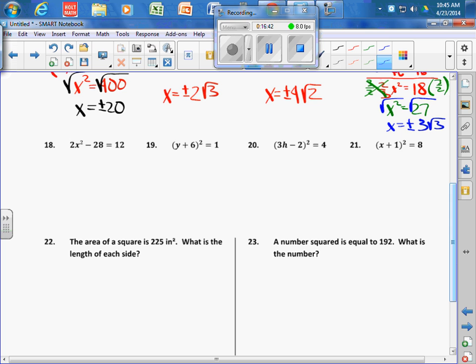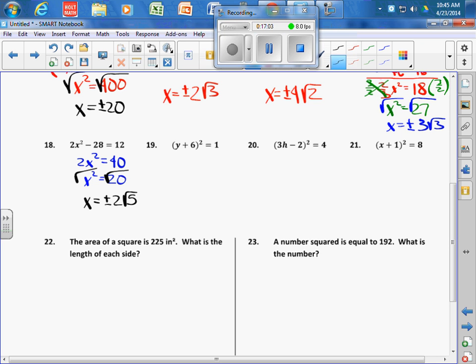In number 18, we're going to add 28 to both sides first and get 2x squared is equal to 40. I'm going to divide both sides by 2. X squared is equal to 20. Now I'm going to take the square root of both sides, and I get x is equal to plus or minus 2 radical 5.